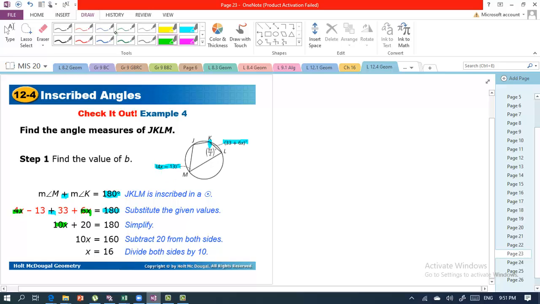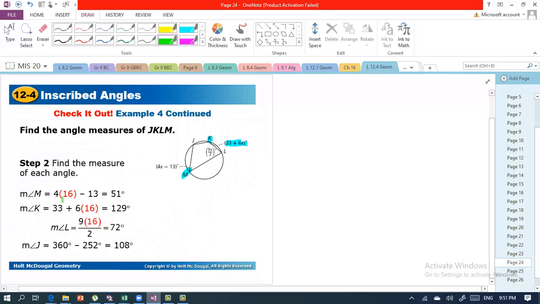Substitute x here. On another slide, substitute x by 16. 4 times 16 minus 13 is 51. So the first one, M, is 51. The other one, 33 plus 6x, the total is 129. And if we add these together, they have to be 180. We can see definitely this is 180. The sum of opposite angles is supplementary.